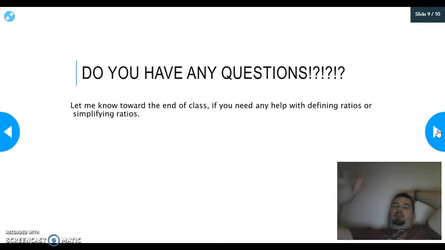Toward the end of the lesson, I want to ask my students if they have any questions. I'll tell them that if they need any help with defining ratios or simplifying ratios, come to me after class, or raise your hand toward the end of class and ask me before you leave the room. I want my students to understand and define what ratios are, how to simplify ratios, and why order is important in ratios.